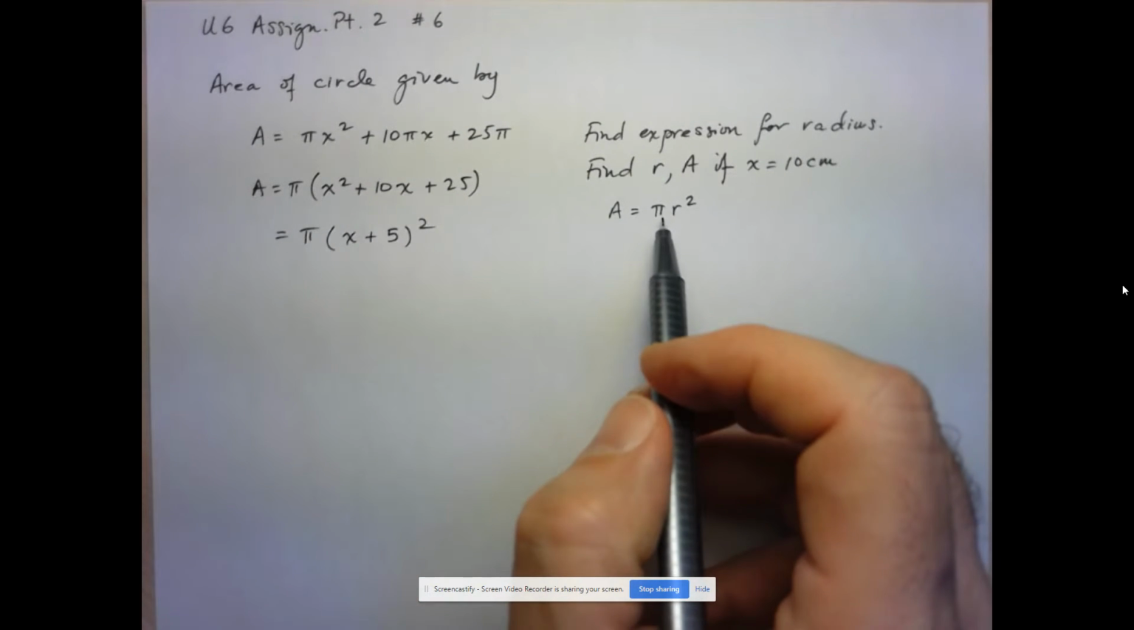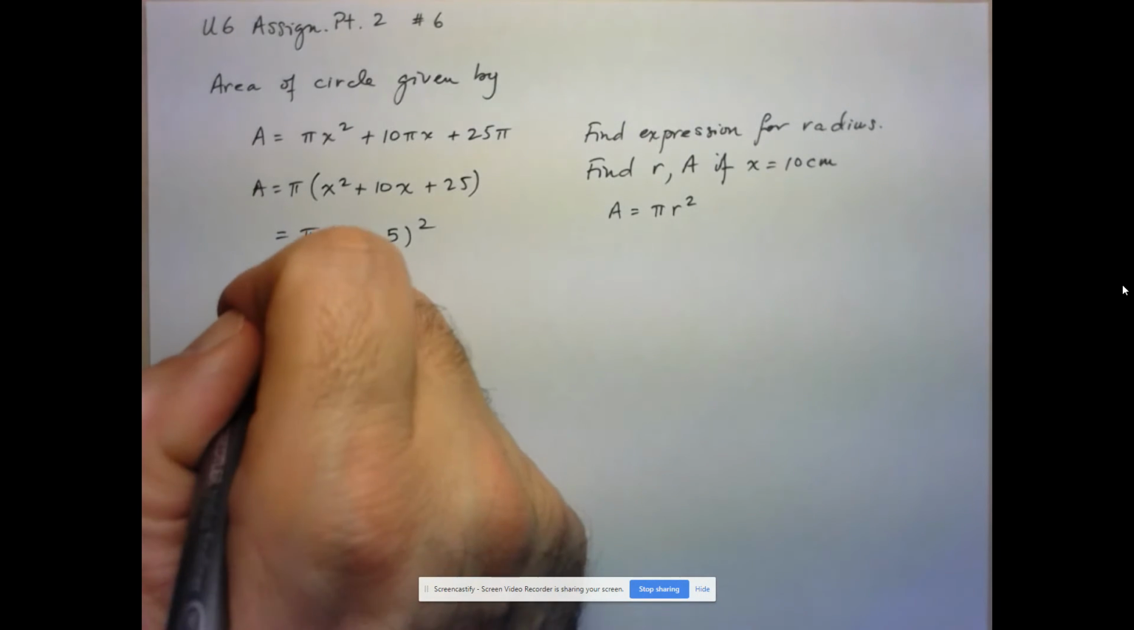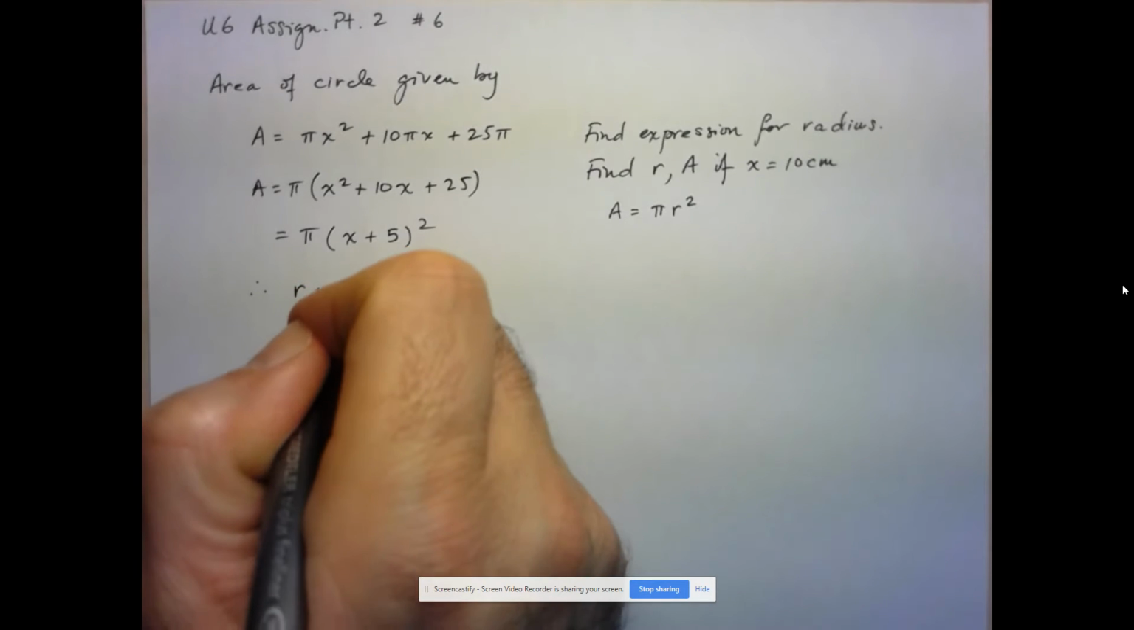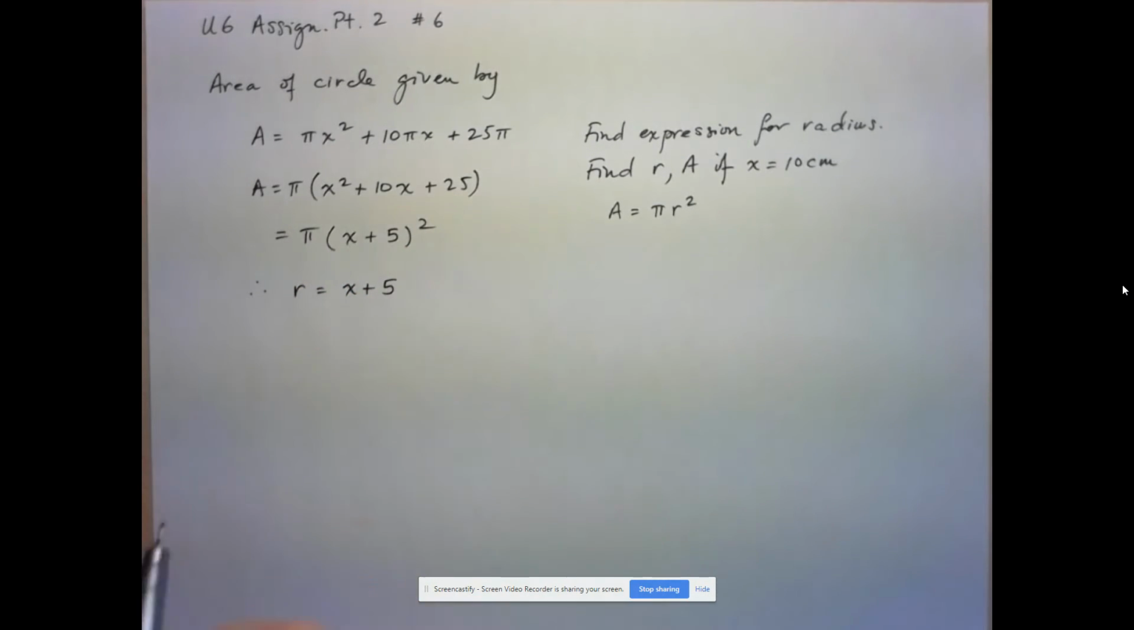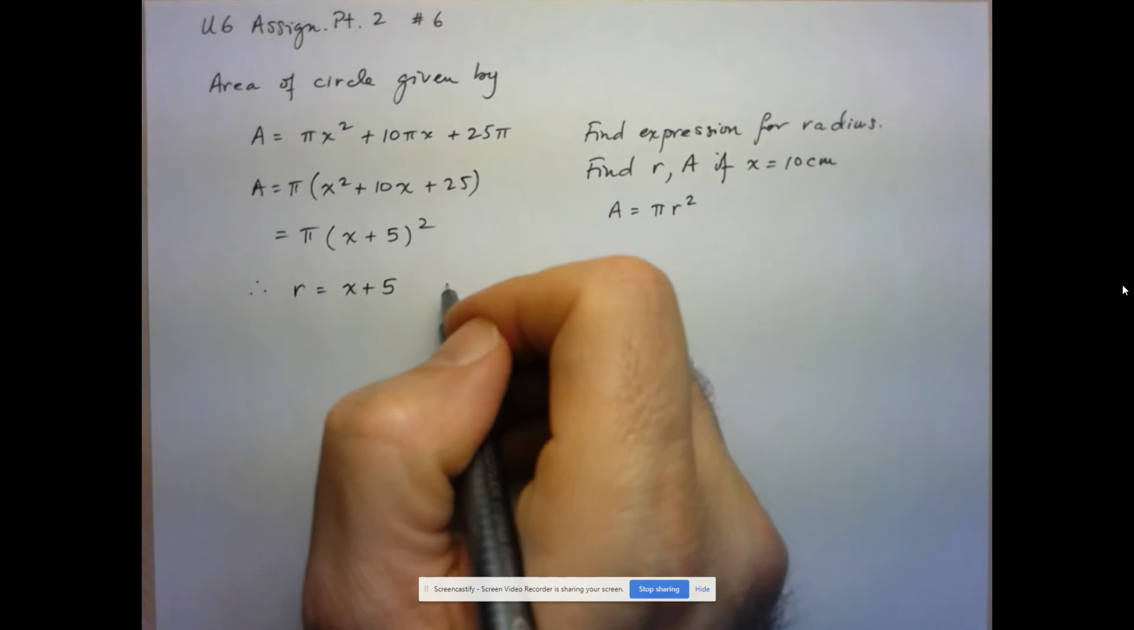All right, so now we found this expression written in a different form, but it fits with the model for our traditional area of a circle, which is pi r squared. So that means, therefore, the radius is equal to x plus 5. Okay, so that solves part A.